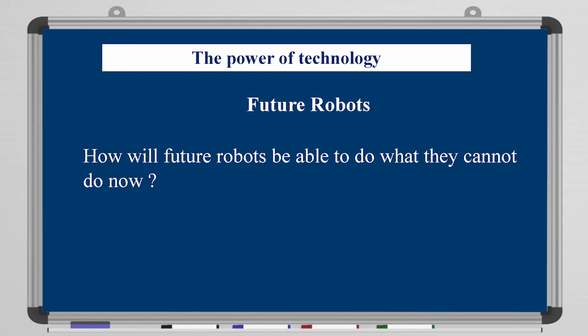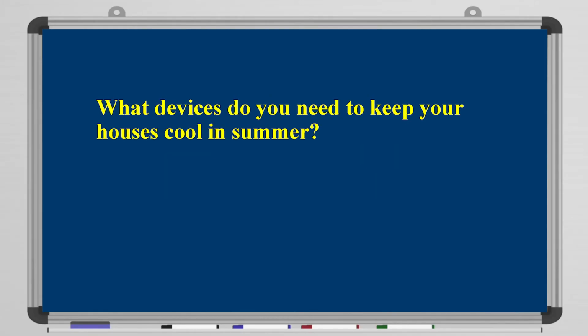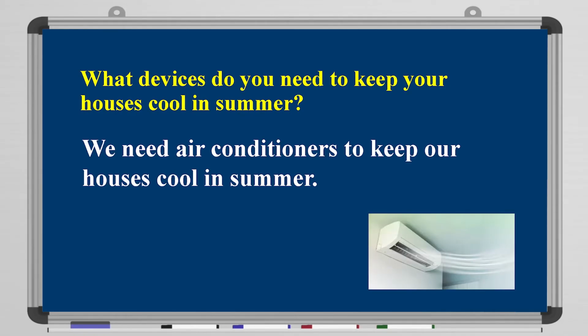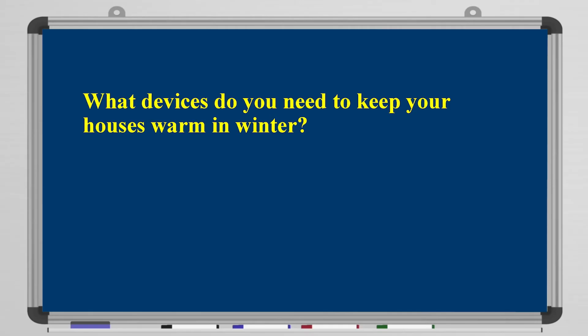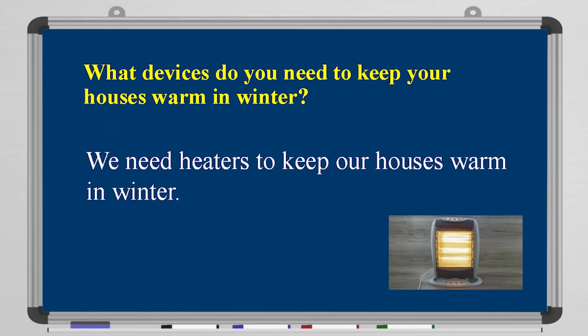Great. Now, future robots, that's another thing we're going to learn for today. How will future robots be able to do what they cannot do right now? Think about that as we go through the lesson. What devices do you need to keep your houses cool in summer? Obviously, we use air conditioning to keep our houses cool in summer. It helps us. Now, what about some devices to keep us warm in winter, which is the opposite of an air conditioning? Heaters. We need heaters to keep our houses warm in winter.